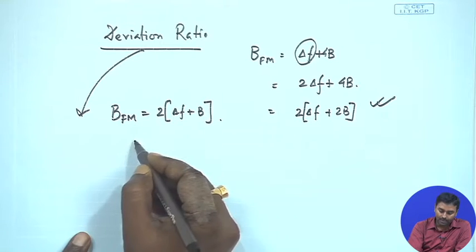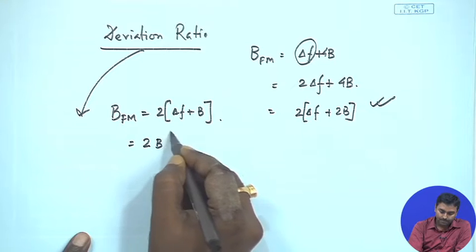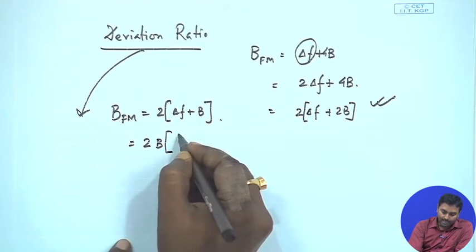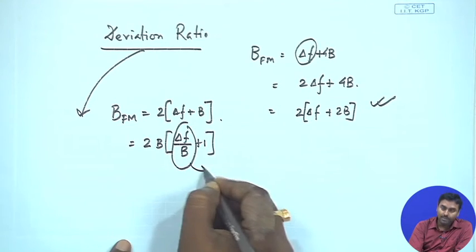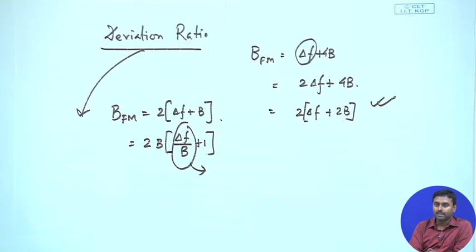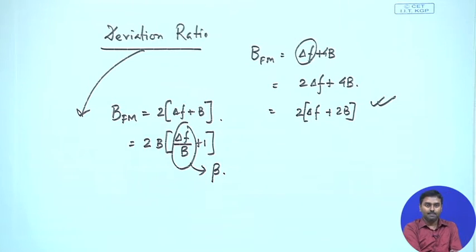Now, whatever it is, the deviation ratio is defined as this. I take this b out, then I will have del f divided by b plus 1. This particular thing is termed as deviation ratio. This actually tells us how much deviation I get in frequency divided by the bandwidth of the original message signal. That ratio is defined as a term called beta. In our next derivation probably this beta will be useful. So, this is the deviation ratio that we are talking about.